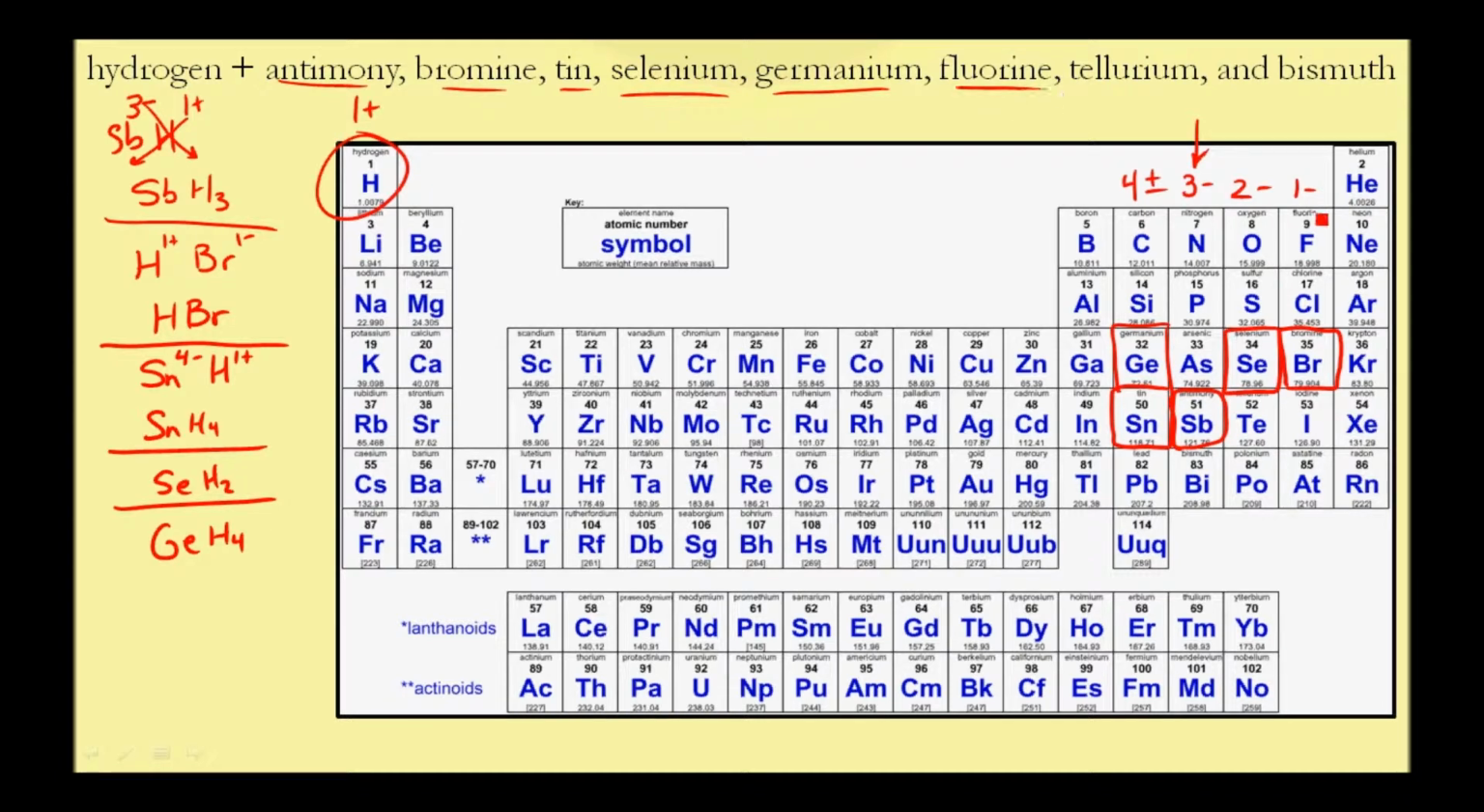Fluorine, F, 1-. So HF. Tellurium, 2-. TeH2. And bismuth, 3-. BiH3.